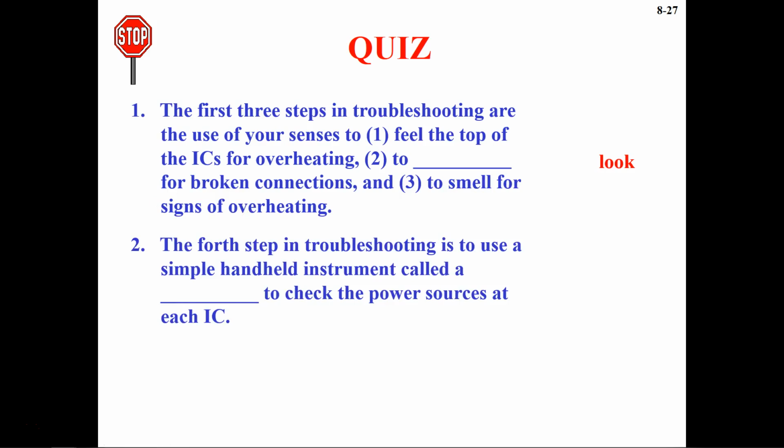Second, the fourth step in troubleshooting is to use a simple handheld instrument called a dash to check the power source at each IC.